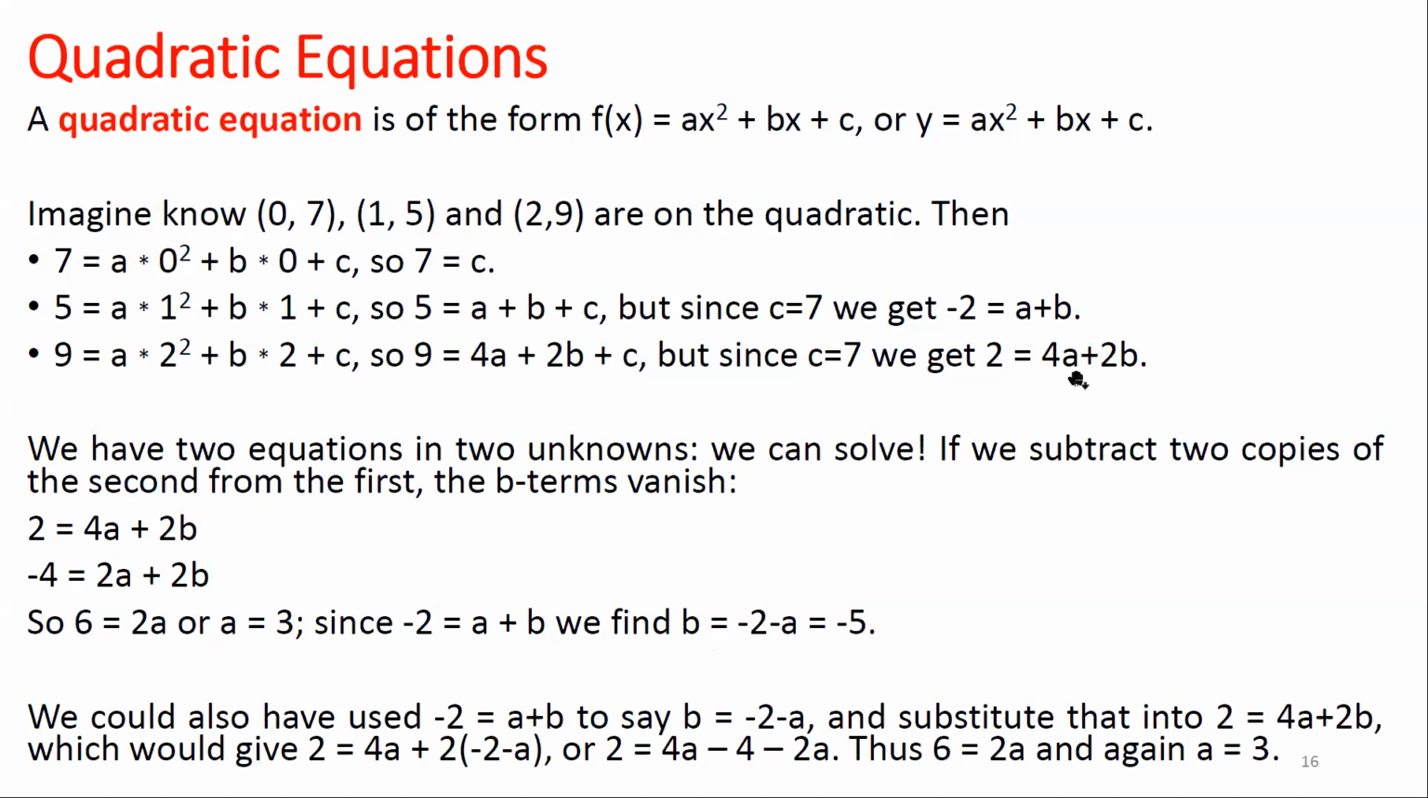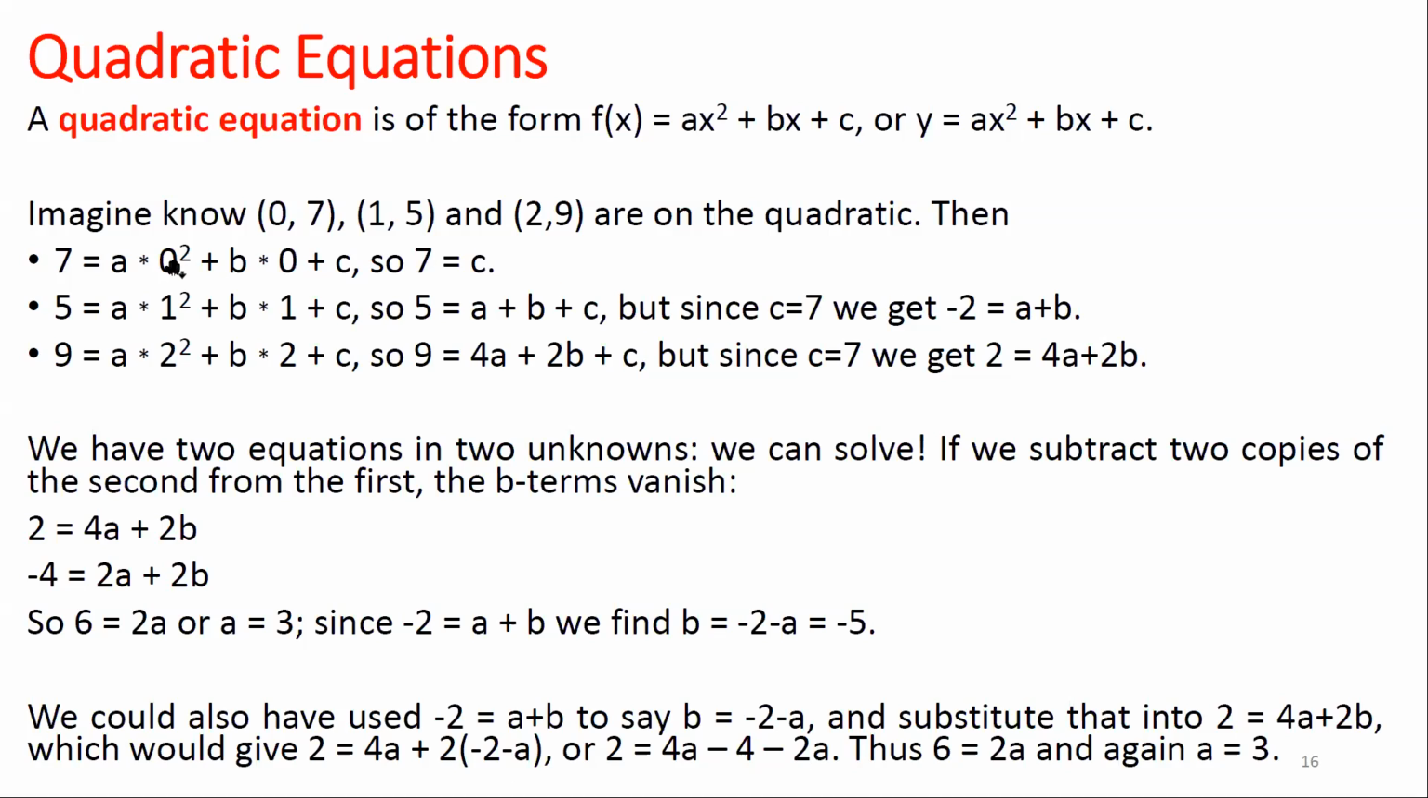2 is 4a plus 2b. We would get 2 is 4a plus 2 times negative 2 minus a. We would get negative 4 minus 2a. So 4a minus 2a is 2a. Bring the negative 4 to the other side as a 4, and you get 6 equals 2a. And so again, we get a equals 3. So there are two different ways we could do this. We could multiply and combine, or we could solve for one in terms of the other and substitute. And really, that's what we did over here.